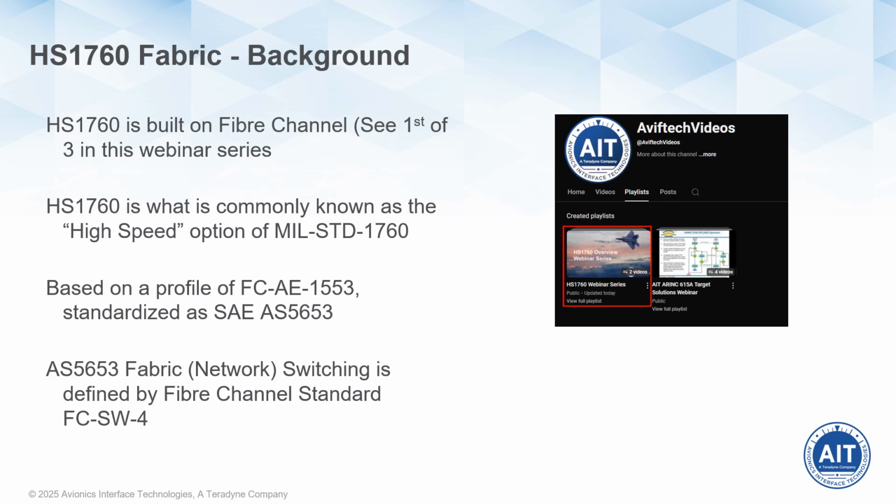Okay, so HS1760 is the common name for the MIL standard 1760 high-speed option. We've already covered some basics of this protocol in the first and second webinars in this series. In the first webinar, we provided an overview of the protocol for HS1760. And the second webinar dove into the Fibre Channel FCAE 1553 protocol, which is the MIL standard 1553 protocol mapped onto Fibre Channel. MIL standard 1760 chose the SAE AS5653 protocol as the high-speed communication standard, and then that standard defines the use of FCAE 1553.